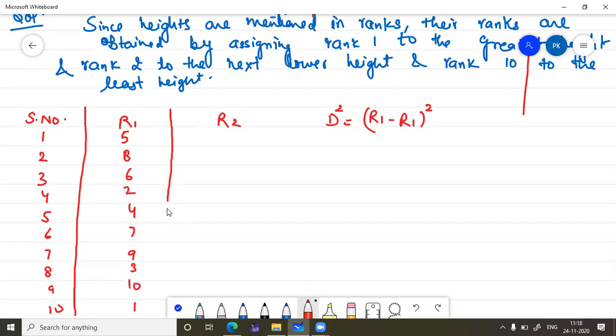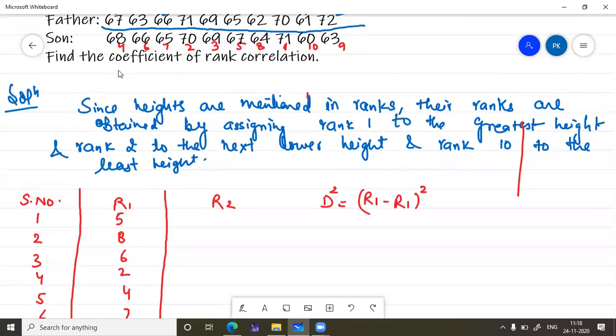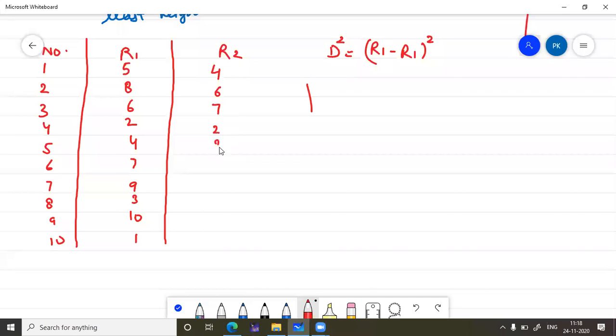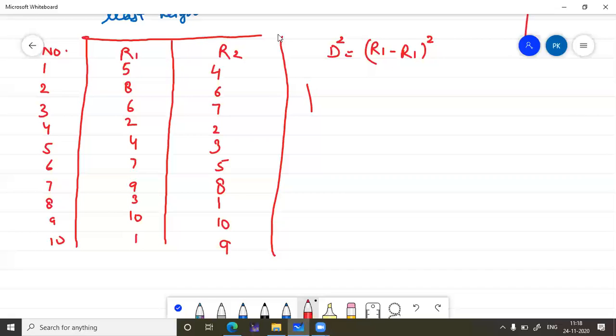This is R1. Now next is for R2. R2 के लिए जो हमने असाइन किया है, 4, 6, 7, 2, 3, 5, 8, 1, 10, 9. This is for rank 2 column.